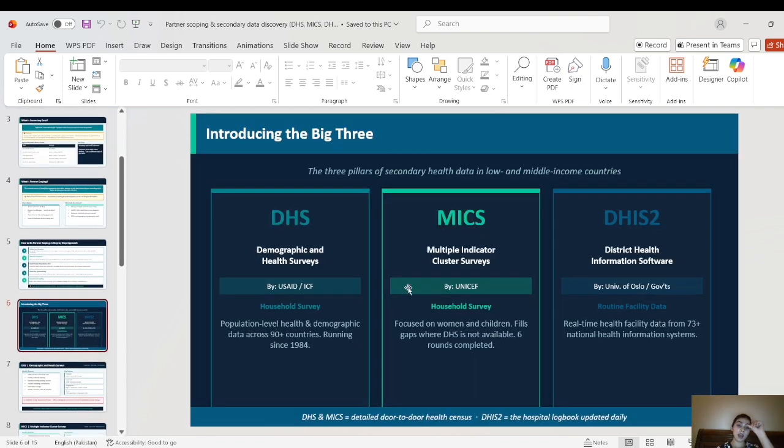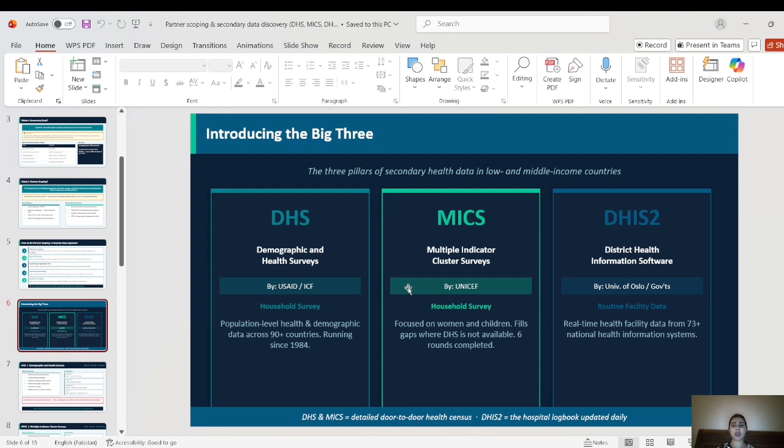Then we are introducing the big three: your DHS, your MICS, and your DHIS2. As I said, we're going to learn this in this lecture. These are the three pillars of secondary health data in low and middle income countries. What is your DHS? It's basically your Demographic and Health Surveys by USAID, essentially household surveys. Population level health and demographic data across 90 plus countries, running since 1984.